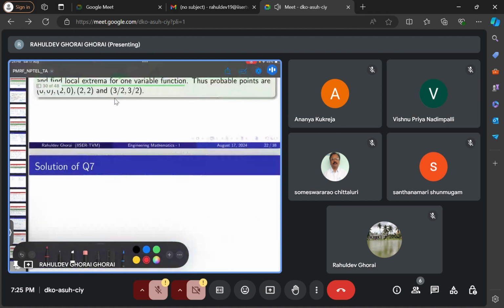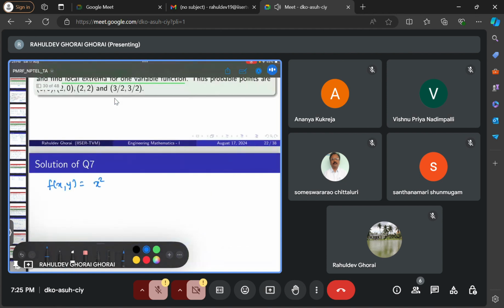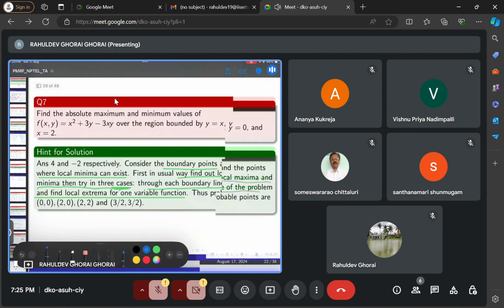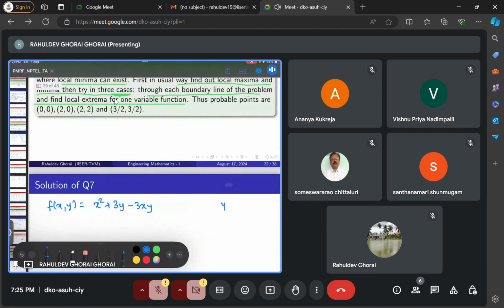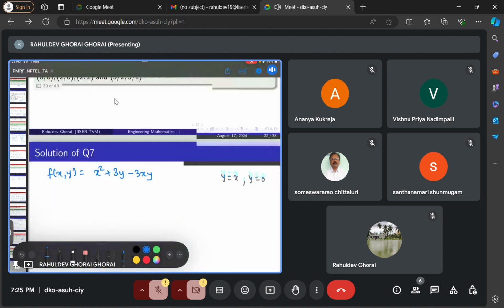So let's now see how we can do this. Our question is: f(x,y) is equal to x square plus 3y minus 3xy, and our domain is y equal to x, y equal to 0, and x equal to 2.